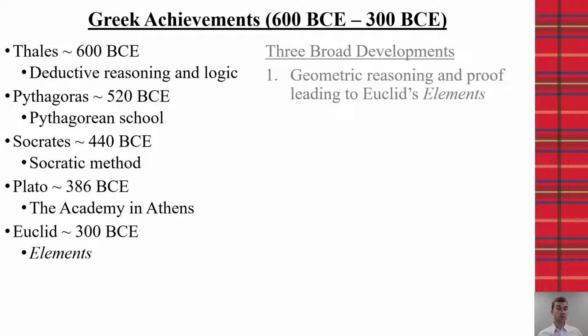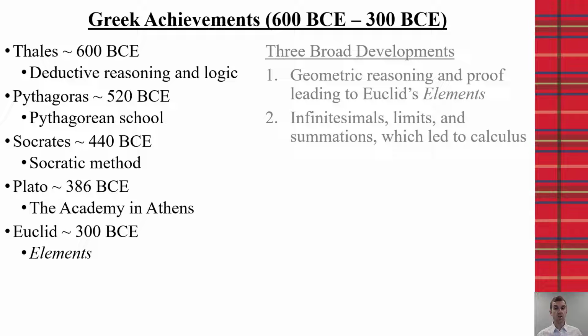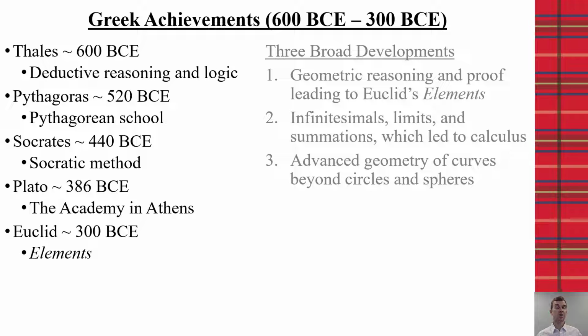First, the geometric reasoning and proof led to the construction of Euclid's Elements, which is full of geometric proofs in two dimensions and in the sphere. That also led in this time period to the construction of limits and summations and infinitesimals, and much of that work was the foundation that was not developed fully until calculus was developed later in the Common Era with Newton and Leibniz. Additionally, because of how much work they did with geometry, they started to recognize other types of surfaces where geometry occurs, such as curves beyond circles and spheres, and how that changes some of those foundational definitions we think of in planar geometry.